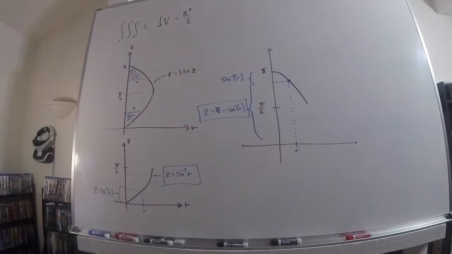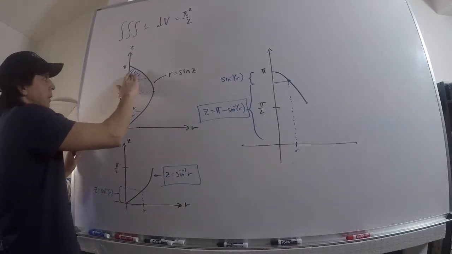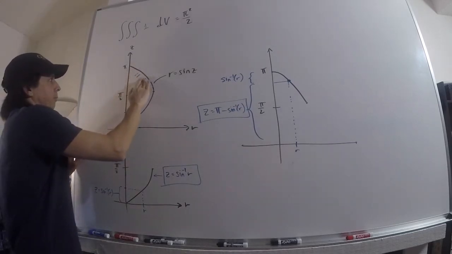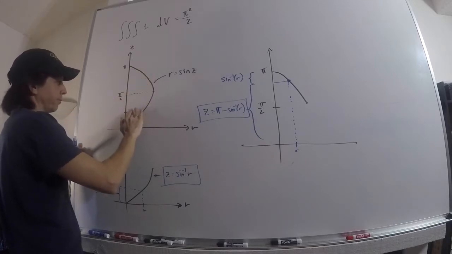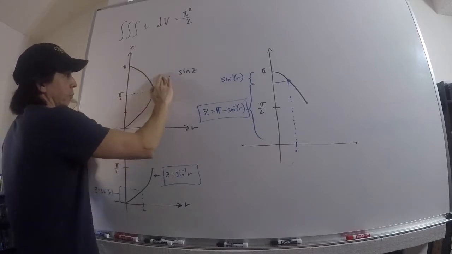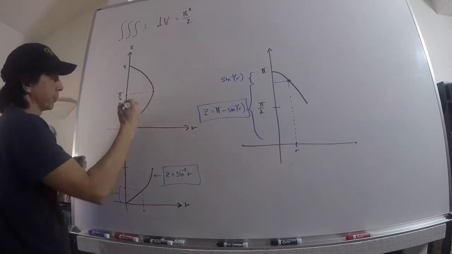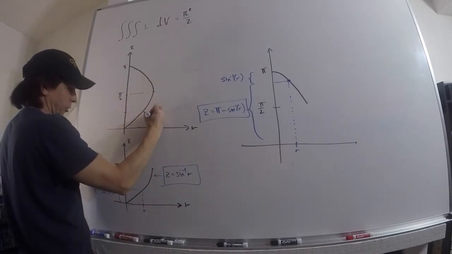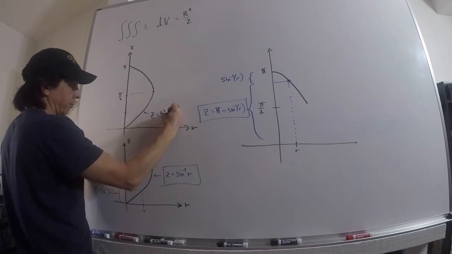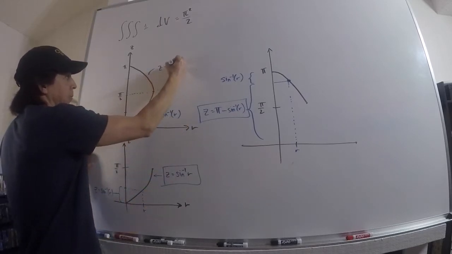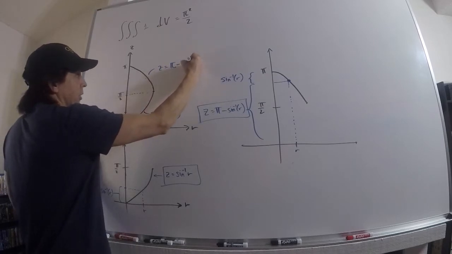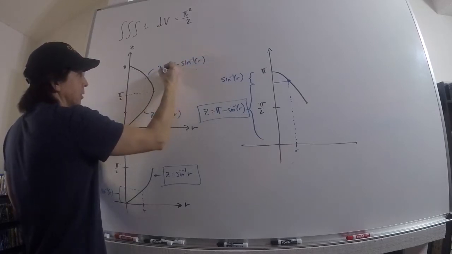And I guess I'll just replace them here, now that I've worked it out. And then I'm just going to do that volume. Okay. Lower half is z equal to sine inverse of r. Upper half is z equal to pi minus sine inverse of r. And those are some ugly curves.